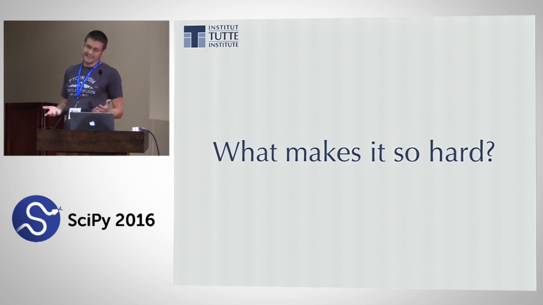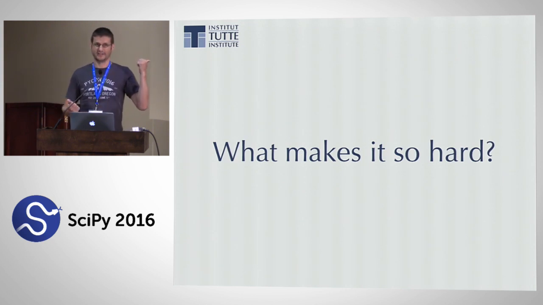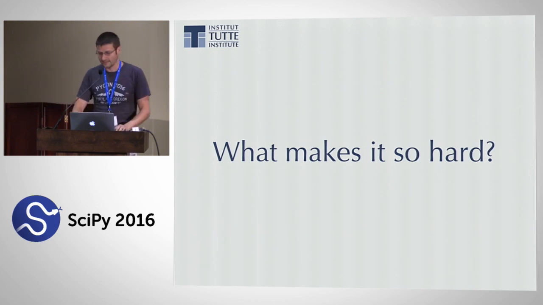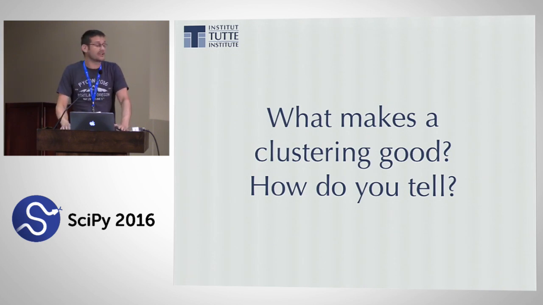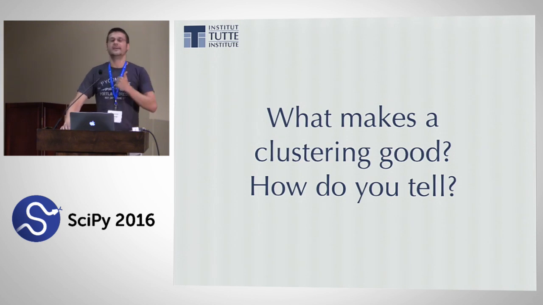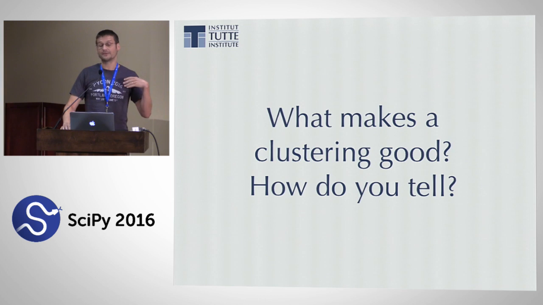So what makes this so hard? Because really, we were staring at the data. I could do it by eye. What do we have to do to get clustering algorithms to get there? Well, the big problem actually is figuring out what makes a clustering good. We were looking at 2D data. You could do it by eye. You could see the clusters. But as soon as you're in higher dimensions, you need some sort of measure to tell you whether a clustering is good.